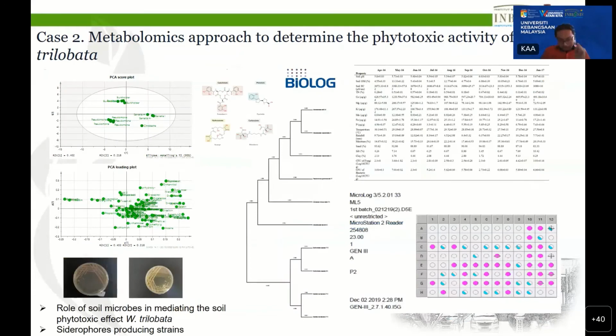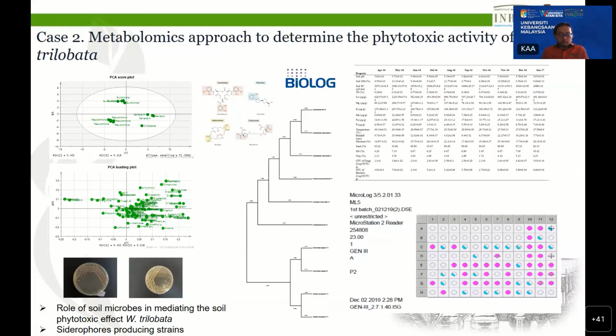Now, besides that, we also did an isolation of soil microbes from the soil that we obtained under this 𝐕𝐸 turbata. So this work is actually still in progress. So basically, we try to understand what is the role of soil microbes in mediating the soil phytotoxic effect in the 𝐕𝐸 turbata. So previously, we did an experiment regarding the soil metabolomics.